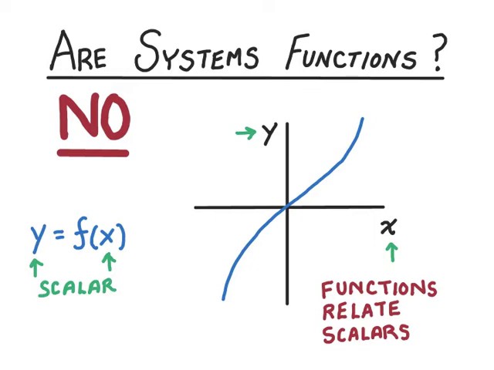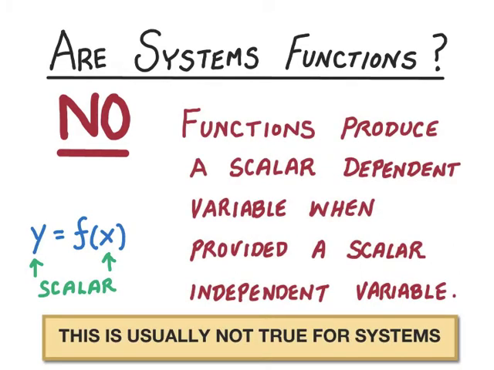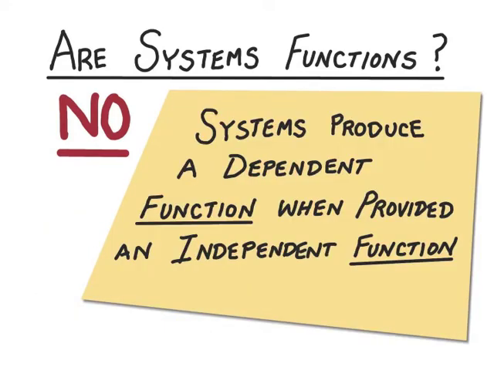While functions relate scalars, this is not usually true for systems. Systems do not relate scalar values. So what do systems relate? We already know what systems relate. They relate an input signal to an output signal. Now recall what signals are. Signals are functions of time. So, systems produce a dependent function when provided an independent function. Systems relate functions of time. They relate signals.